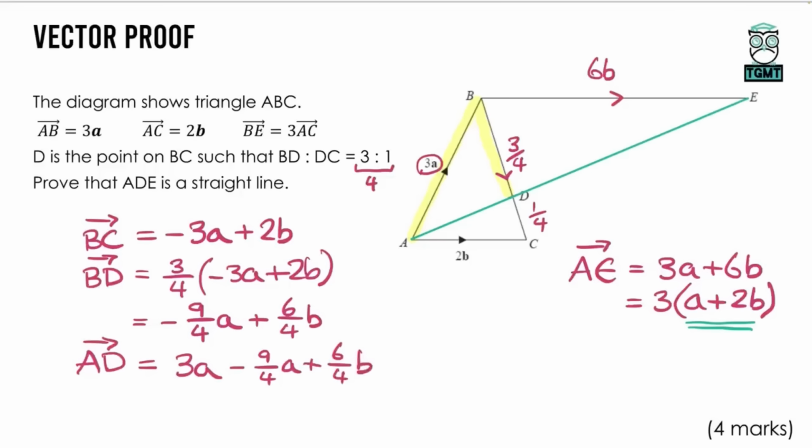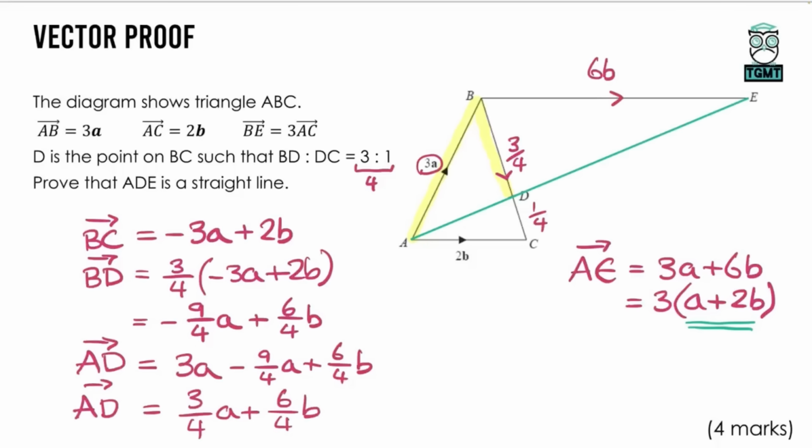Now we are doing this with a calculator, so I can just do 3, take away 9/4, I can do that on the calculator, and that comes out as positive 3/4. So I get 3/4A plus 6/4B. Now this vector here is the vector A to D, and somehow that needs to match the vector that we found over there, A to E.